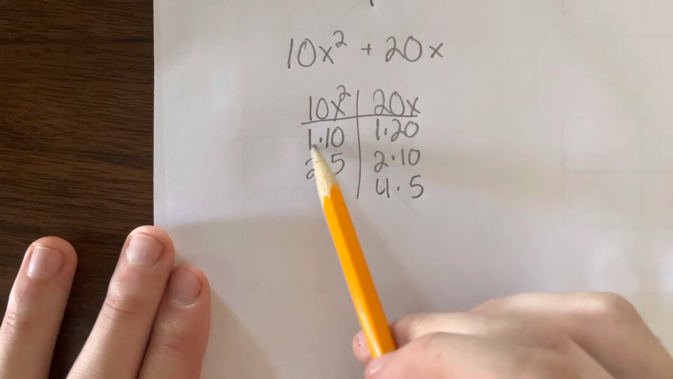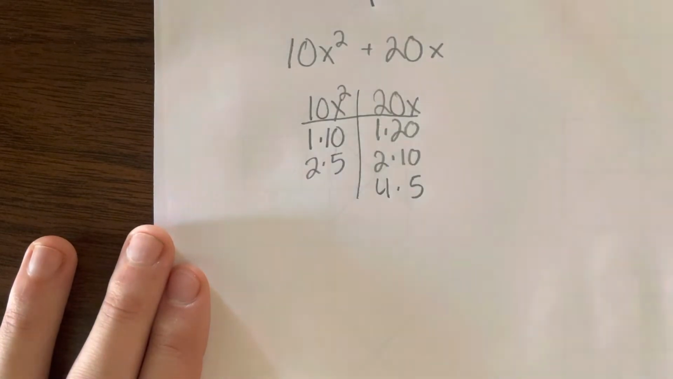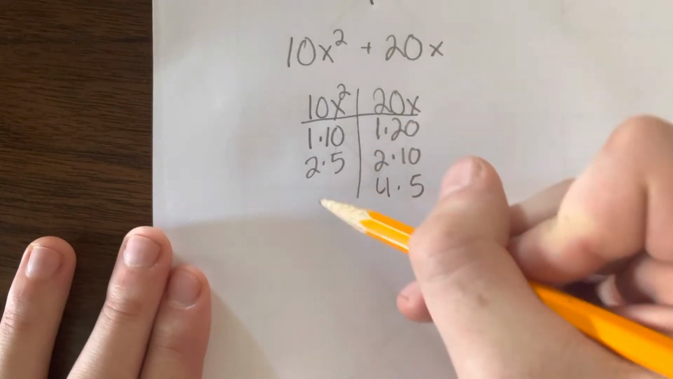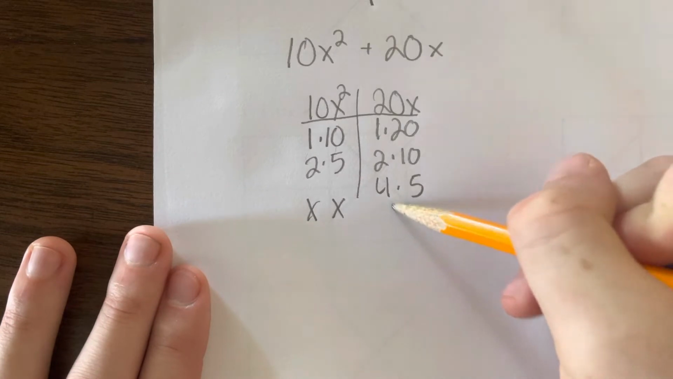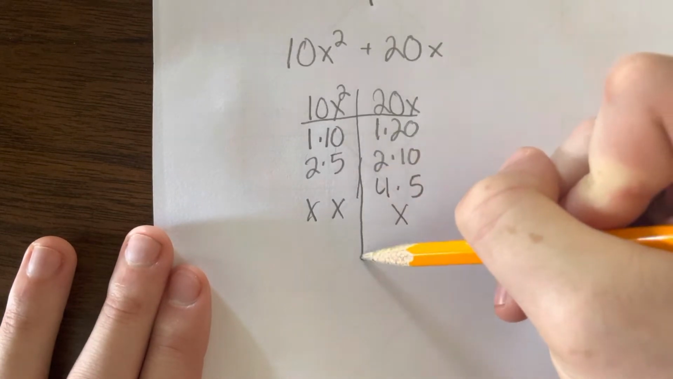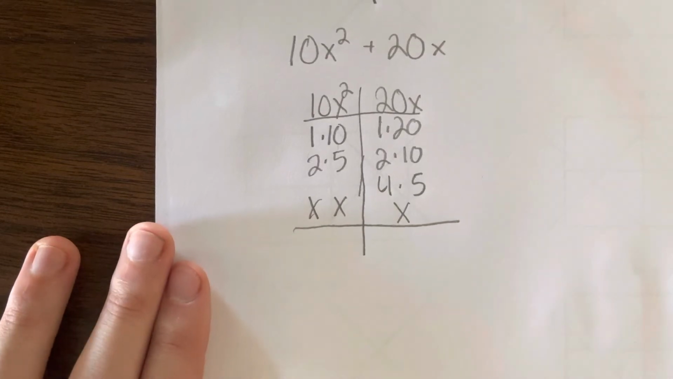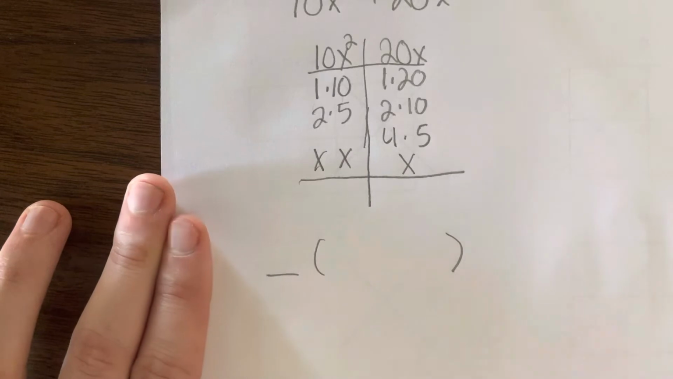Again, all of these numbers come straight from our factor chart. No thinking involved, just copying down. From here, x squared is x times x. And on this side, we just have 1x. Now, you will always be given a little line with some parentheses.